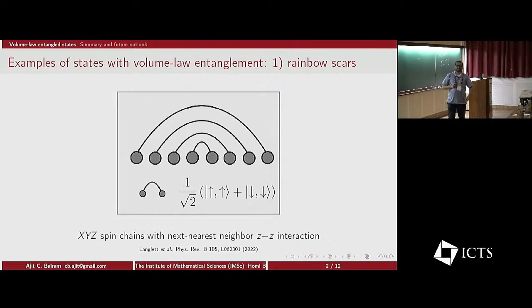Also, making these eigenstates of Hamiltonians is usually difficult. You have to cook up something like an XYZ spin chain with next-nearest-neighbor ZZ interaction and so on. So it's somewhat unrealistic.